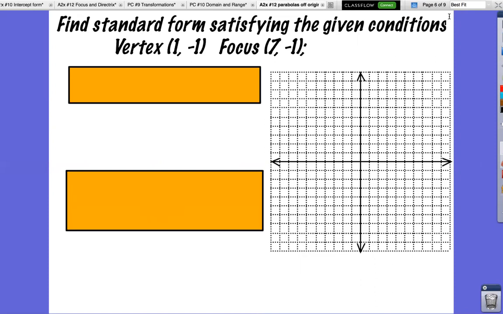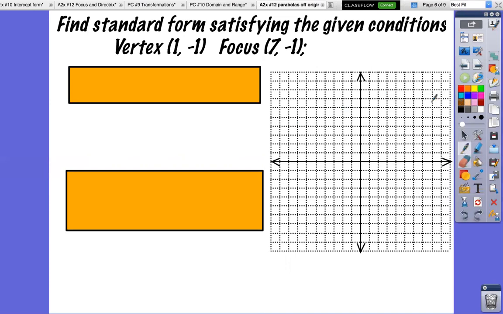I should start, before my pencil ever touches the paper, by making sense of this. My vertex is 1, -1. My focus is 7, -1. There's a lot we know with just that. This is about as easy as it gets. That's my vertex, and my focus is 7, -1. So if this is my vertex and this is my focus, which direction does it open?